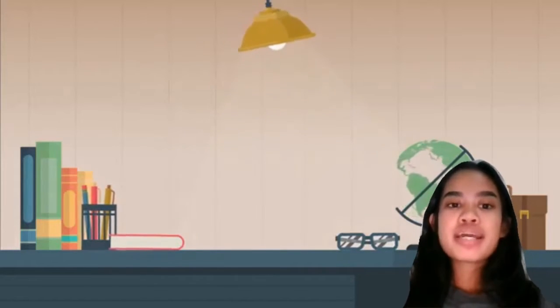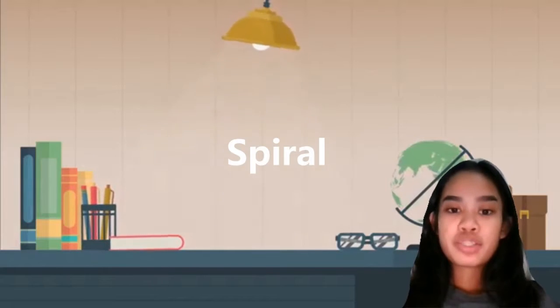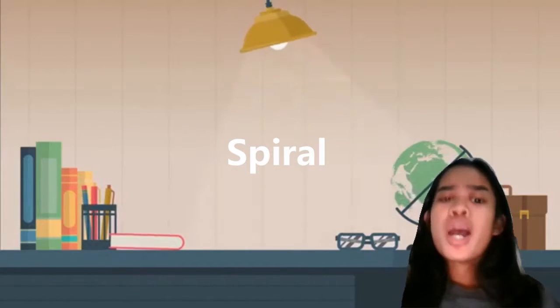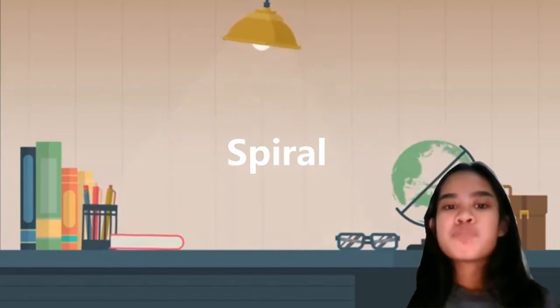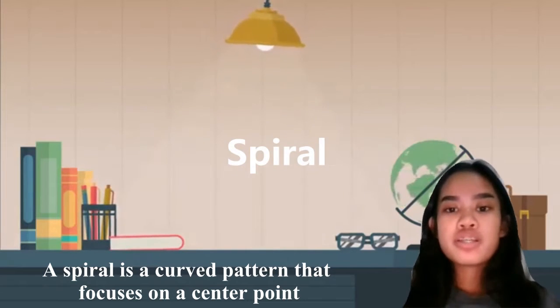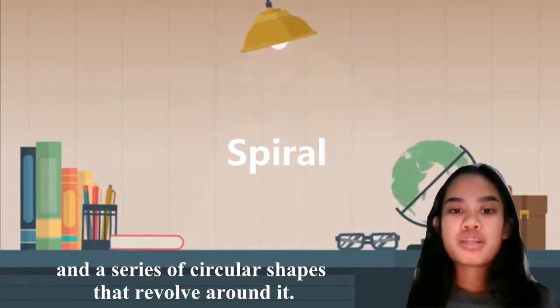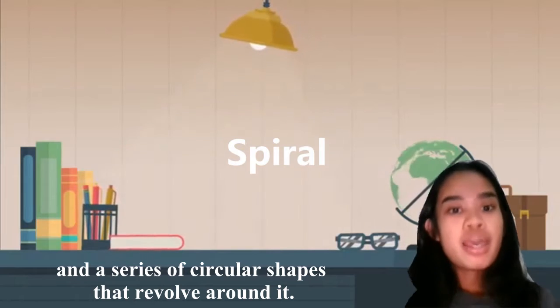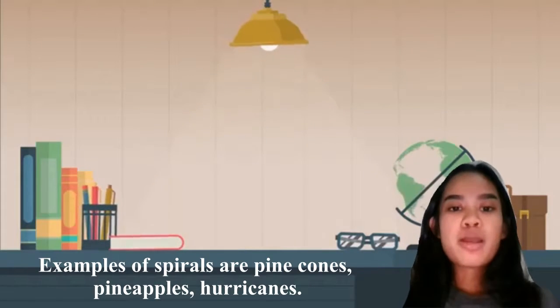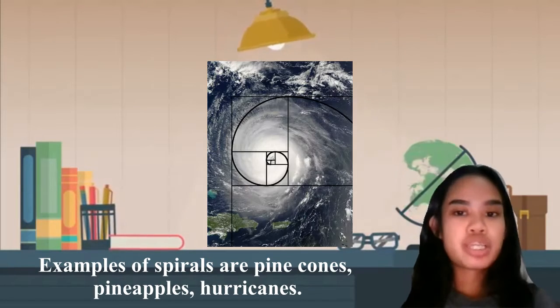Hi guys, my name is Sarah Santos, and today I will talk about the patterns of spiral in nature and environment. So, ano nga ba ang spiral? A spiral is a curved pattern that focuses on a center point and a series of circular shapes that revolves around it. Examples of spirals are pine cones, pineapples, and hurricanes.